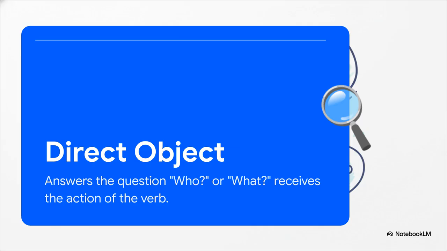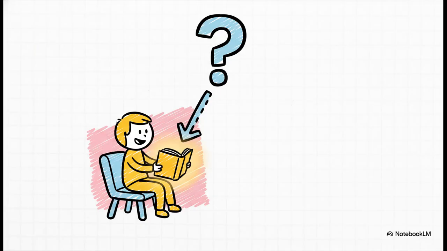And how do you find it? It's so easy. You just ask the verb who or what. That's it. It's a simple little test that works every single time. Let's see it in action.